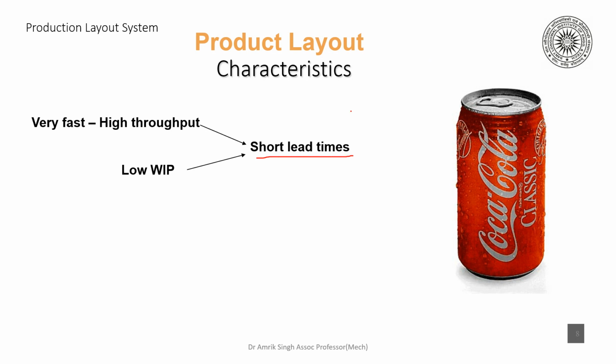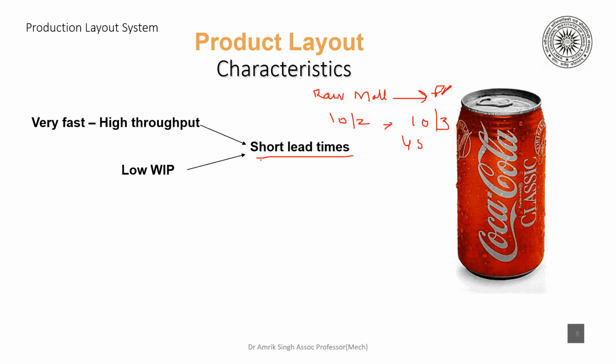Lead time is the time taken from the raw material to the finished product. Or you say if you receive an order today, say the 10th of February, and you have to deliver the item by the 10th of March, then the lead time is 4 weeks.